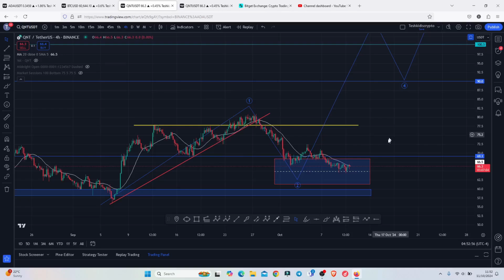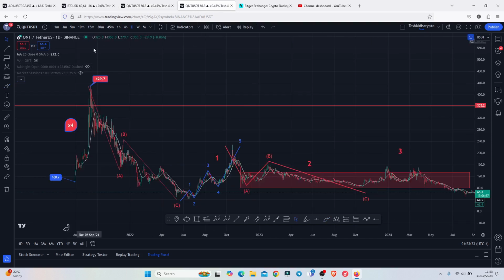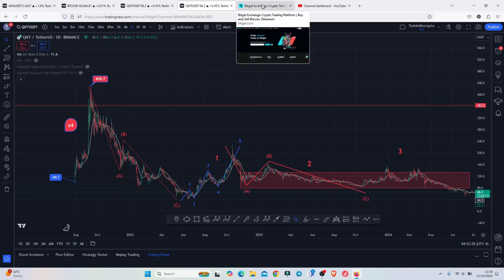QNT in its breakdown move continues to hold within our key area of support that lies between the $68.4 and the $61.3. And at the time of this recording, we have also lost the 20-day MA here on the 4-hour chart, flipping it back into resistance. And on today's video, I will be discussing an Elliott structure that is playing out here on this chart, and above all discuss my long-term price prediction analysis. So make sure that you stick around till the end of the video.